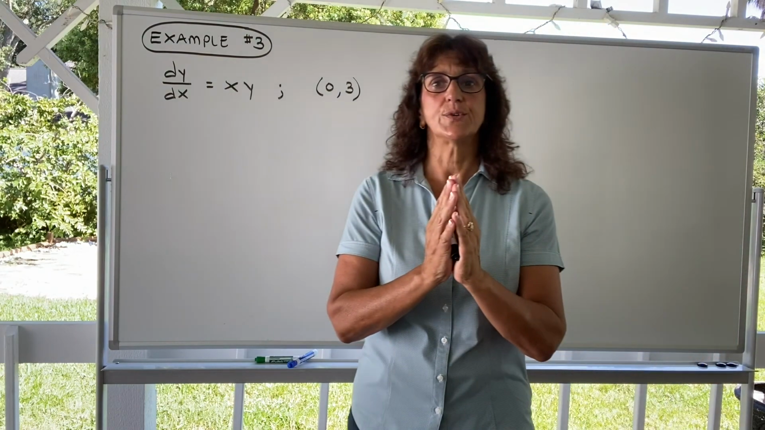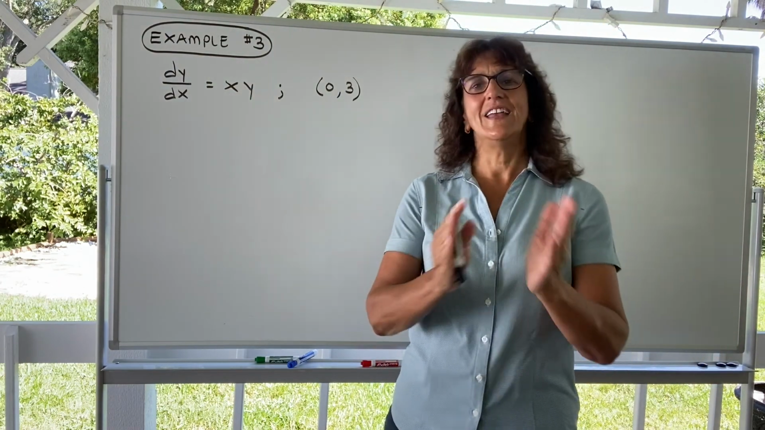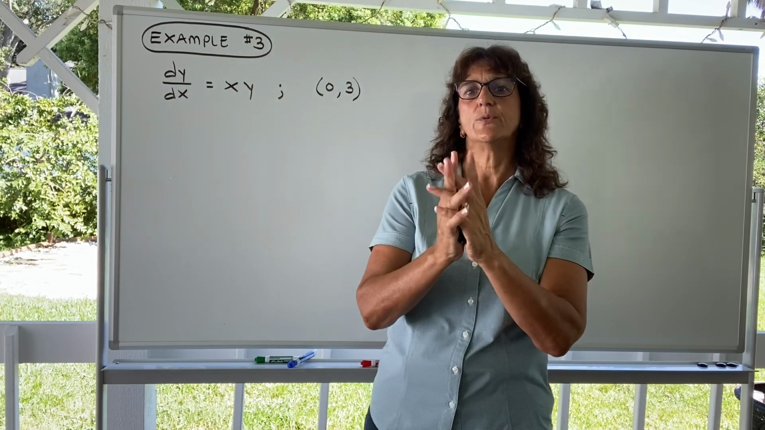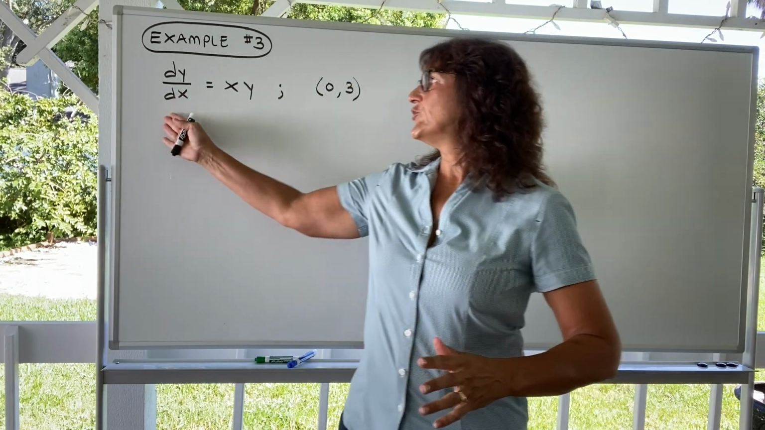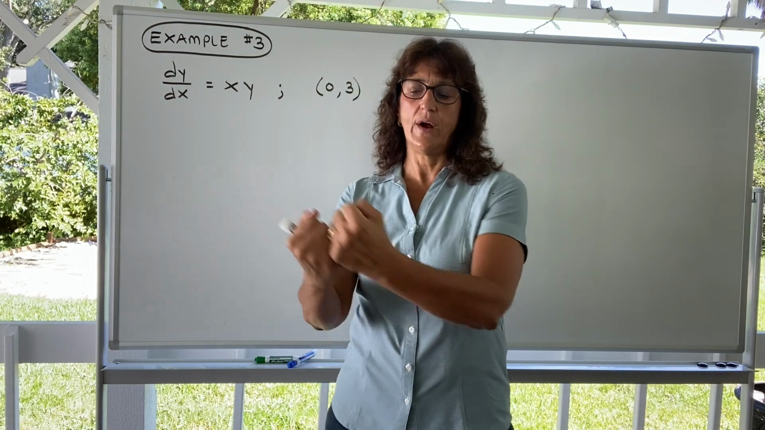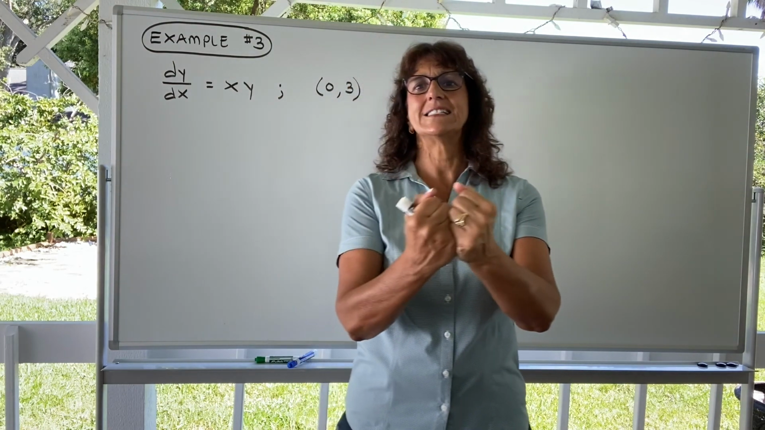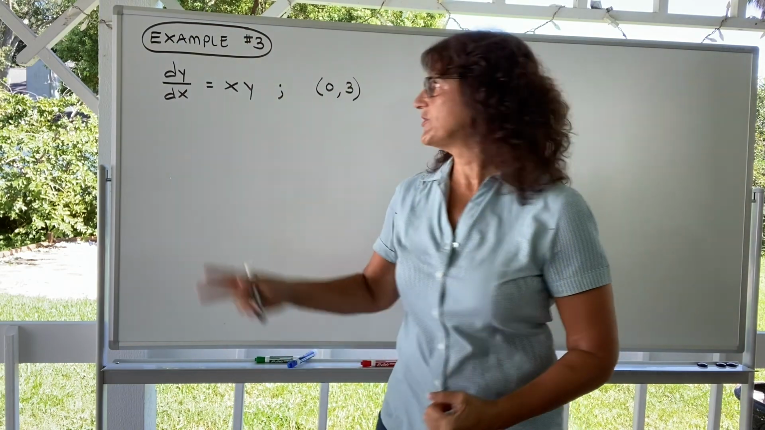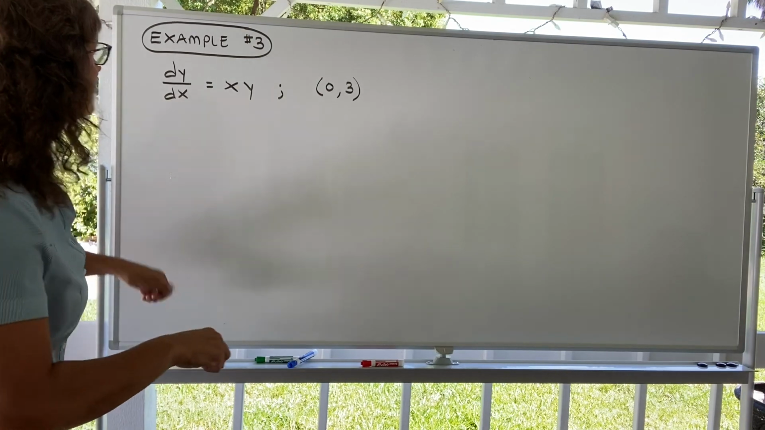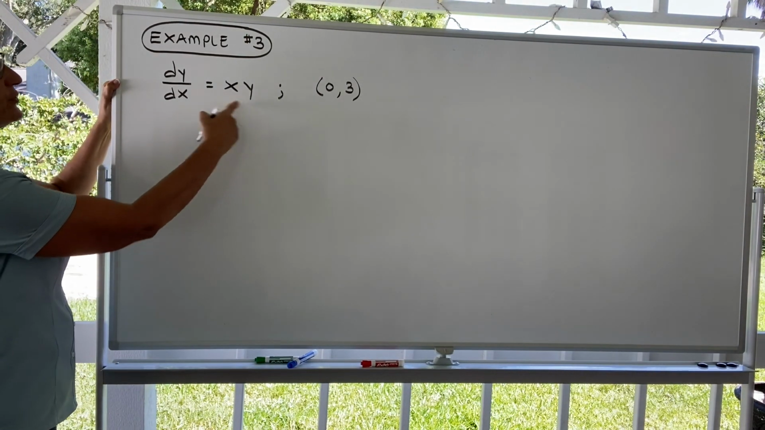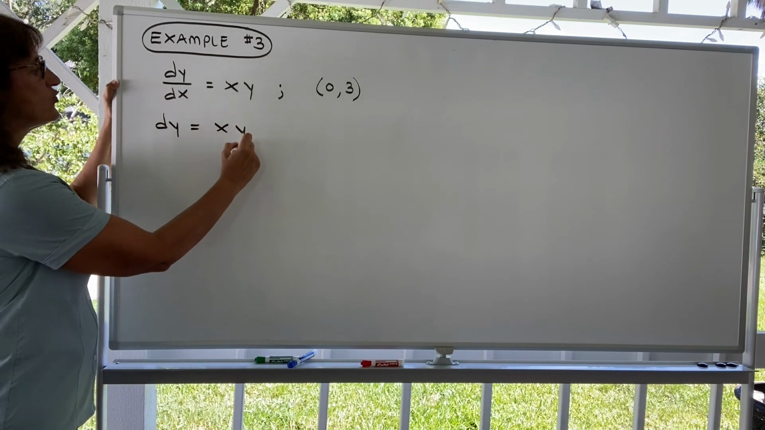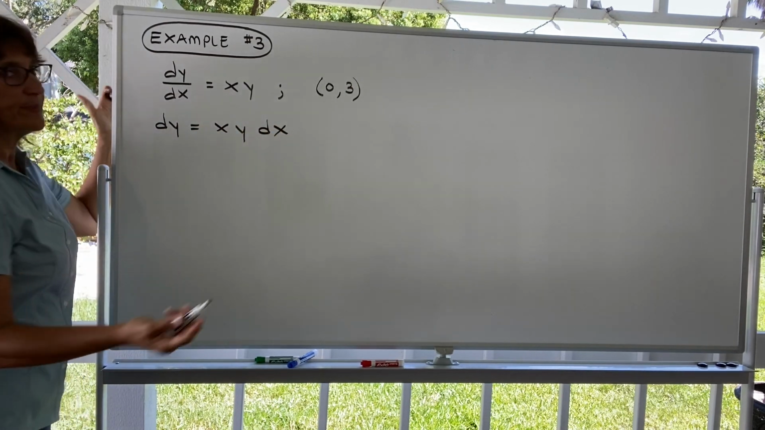We'll need to integrate, but we can't integrate yet. You can't integrate two variables. When you set up a single integral, you can only integrate one variable at a time. So before we integrate, we must separate the variables. We must take the y's, dy's, move to the left, x's, dx, move to the right. So multiply both sides by dx, and so you have dy equals x times y dx.